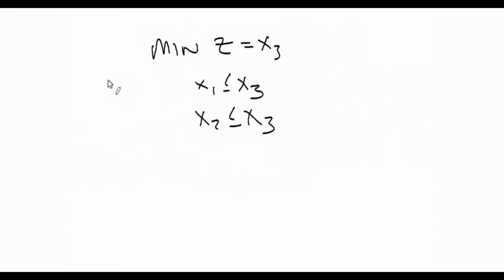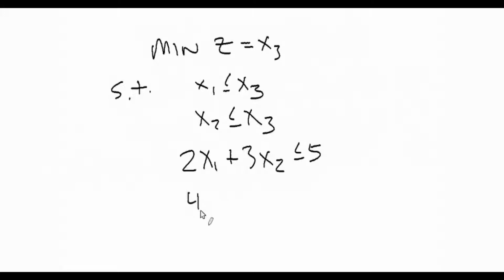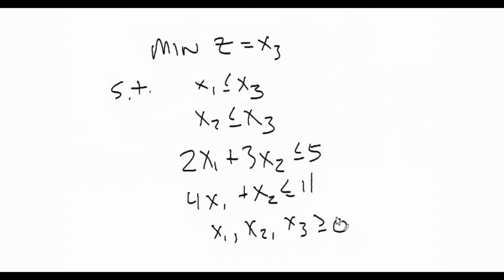Now, these are, of course, constraints, so we'll do such that. And we carry along the other constraints we had before. 2x1 plus 3x2 is less than or equal to 5. 4x1 plus x2 is less than or equal to 11. And x1, x2, and now x3 as well are non-negative.